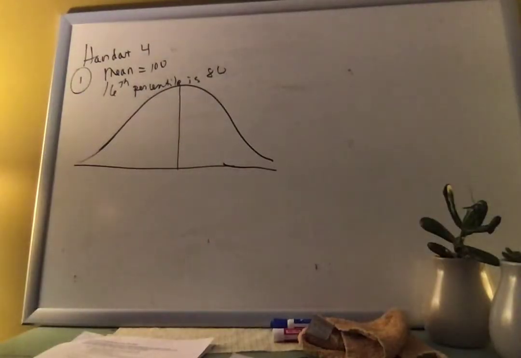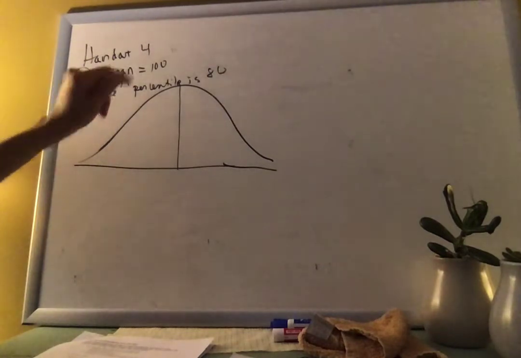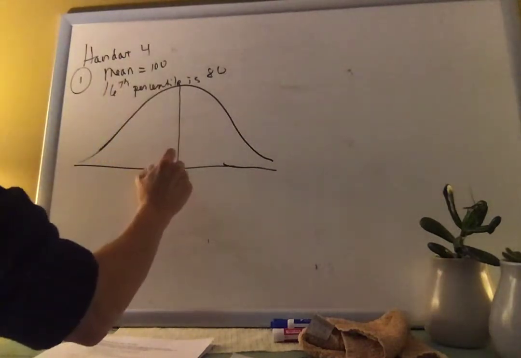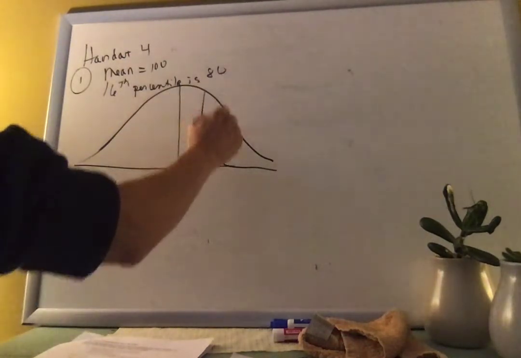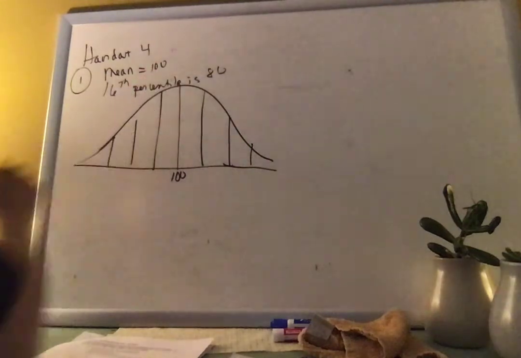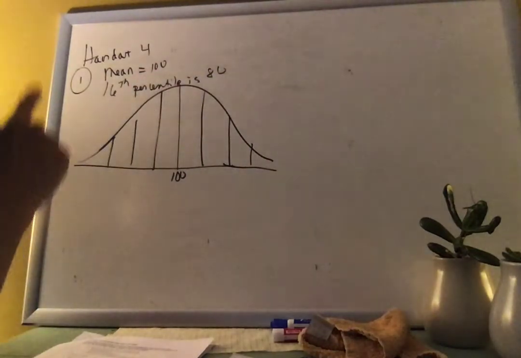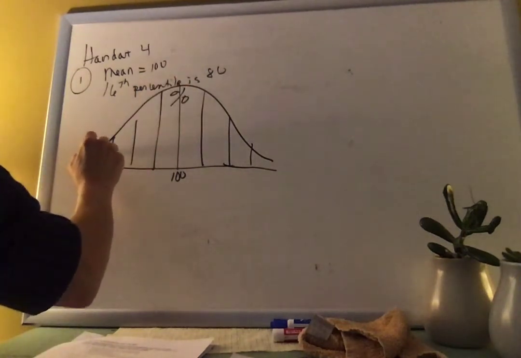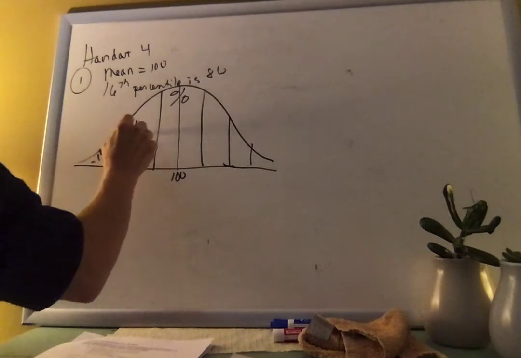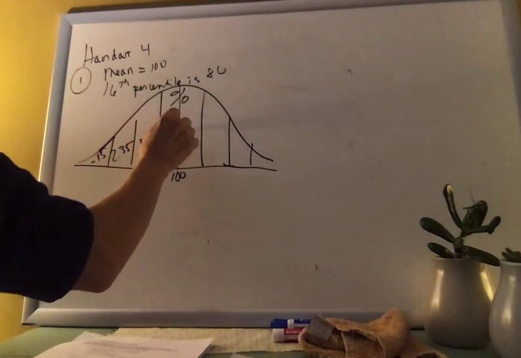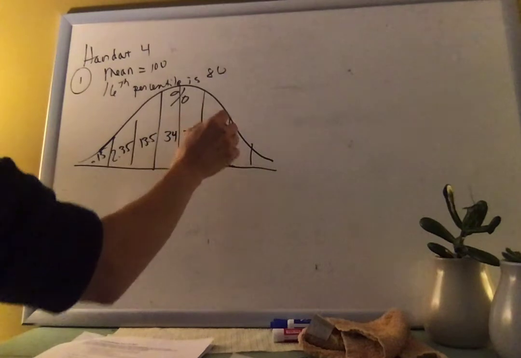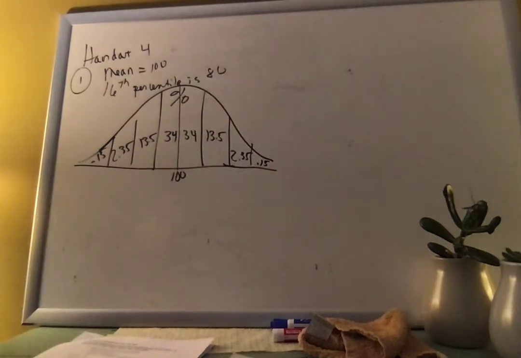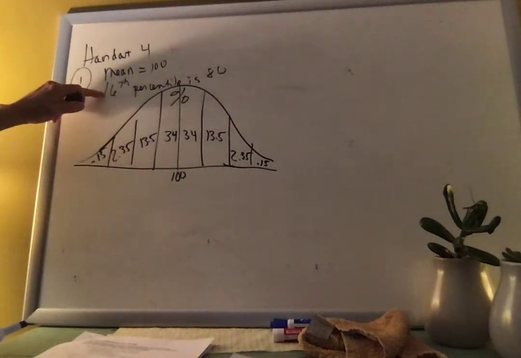So we were doing handout 4. The empirical mean is 100, 16th percentile is 80. So you drop a line in the middle, and that's your 100, right? You drop 3 lines. 1, 2, 3. Go ahead and think about it, have it memorized. This is all percent that I'm about to say: 0.15, 2.35, 13.5, 34, 34, 13.5, 2.35, 0.15%, right?